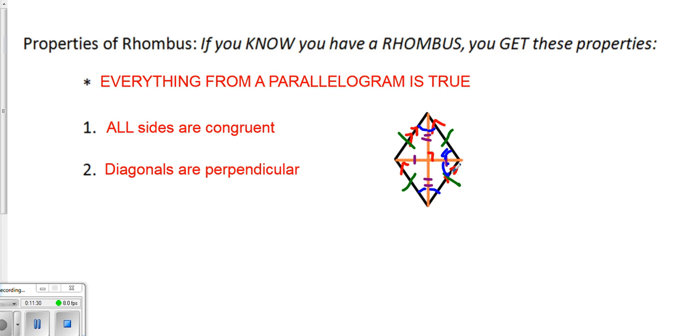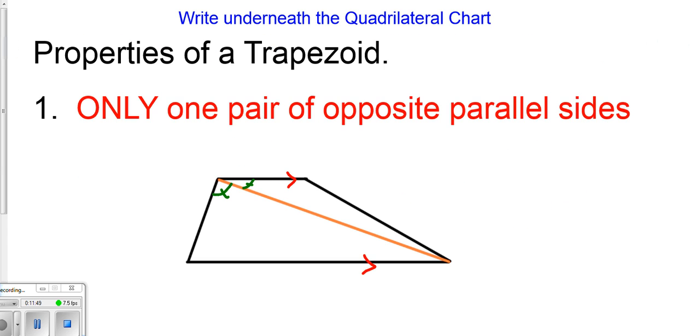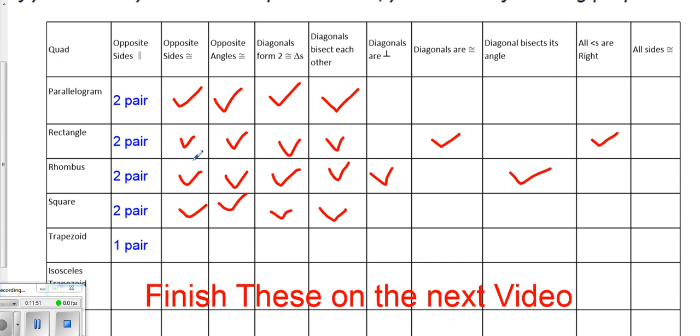This angle is the same as this angle. This one is the same as this one. So the orange diagonals cut the angle that they come off from. It comes from here, so this big angle gets cut in half when this orange diagonal cuts through it. So yes, for a rhombus, the diagonals bisect the angle they come from. And also all of these sides are congruent to each other.